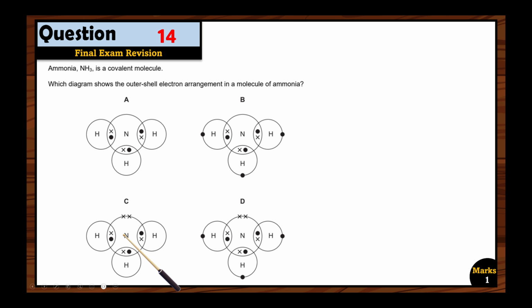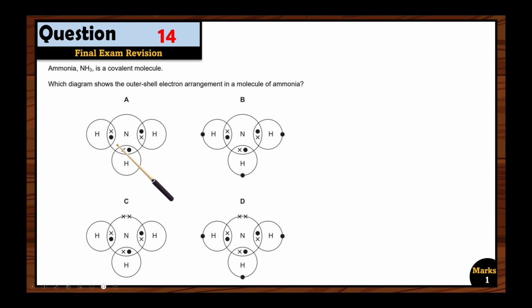Nitrogen belongs to group number 5, so it has 5 electrons in its outermost shell. But if you see here, they are just showing you 1, 2, 3. And here they are showing 1, 2, 3, and 2 are outside. So it means option C is correct. Nitrogen has 5 electrons.